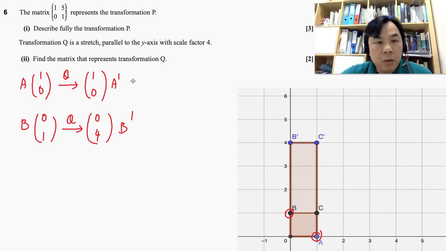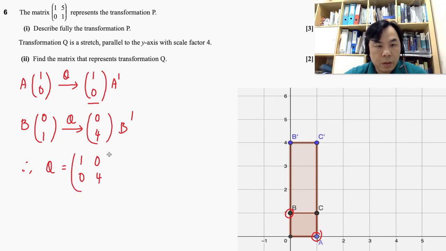Okay. Now, once we have obtained this, we can straight away finalize the transformation Q. Therefore, we can conclude that Q can be represented as, all you need to do is just copy this one down, 1, 0, this result here, and 0, 4. Okay, now this is a stretch parallel to y-axis with a stretch factor of 4. You can recognize that the factor 4 is here. Right, so I hope that is clear.